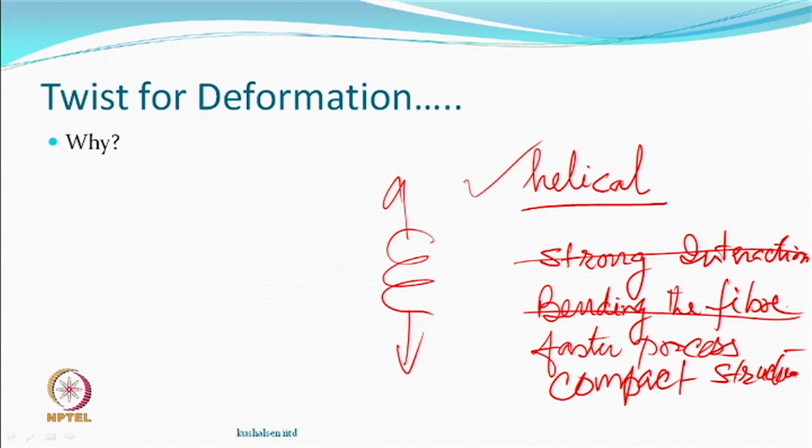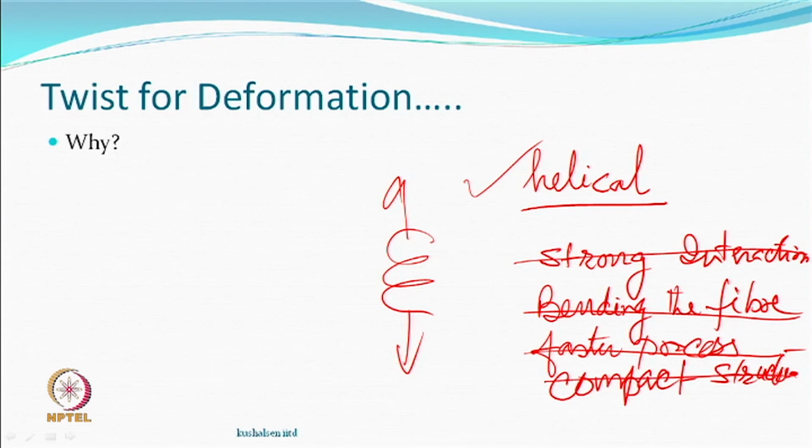Faster process, yes, but if you just throw them in the stuffer box, you can keep throwing them as fast as you want, it may not work. Compact structure could be very interesting if you are actually using a twisted structure. If you are not interested in a twisted structure, then compact also does not make too much sense.